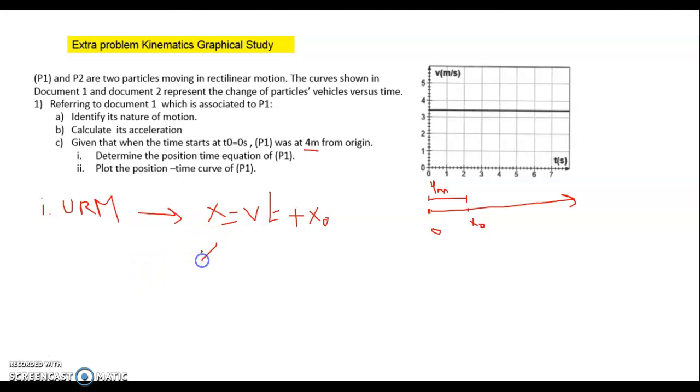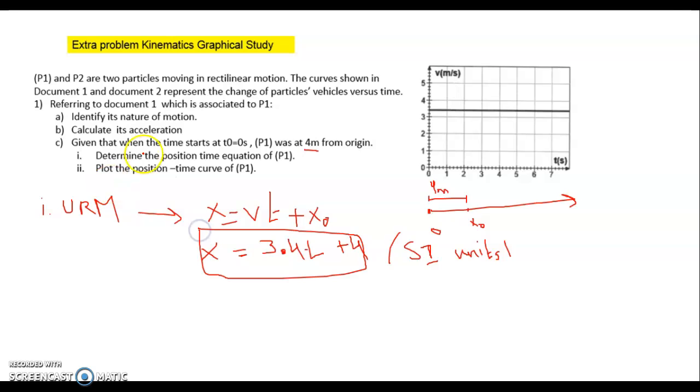So x is equal to 3.4 t plus 4, and between parentheses you write SI units. Okay, so this is 3.4. This is the position-time equation. Now plot the position-time curve of P1.